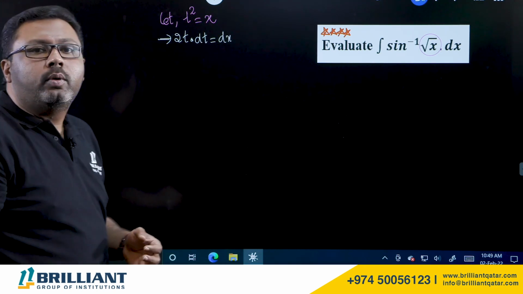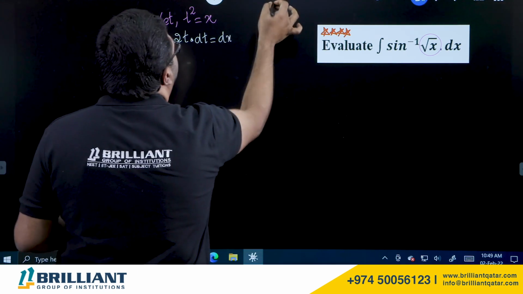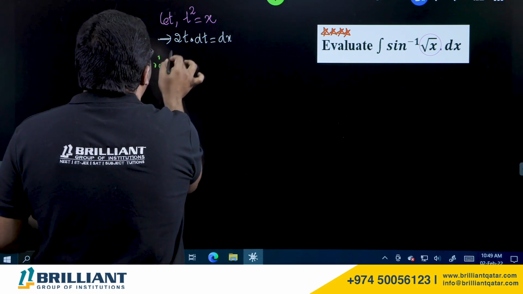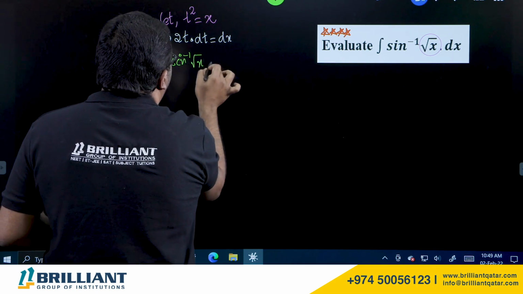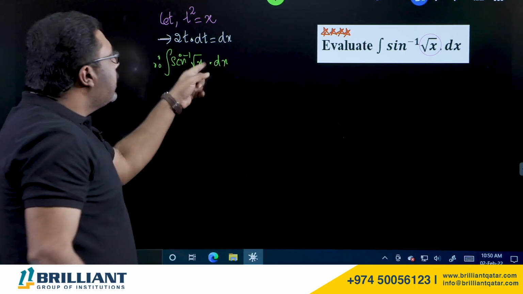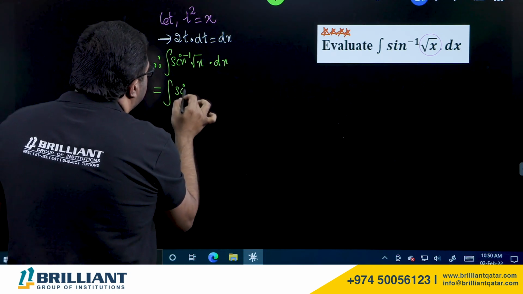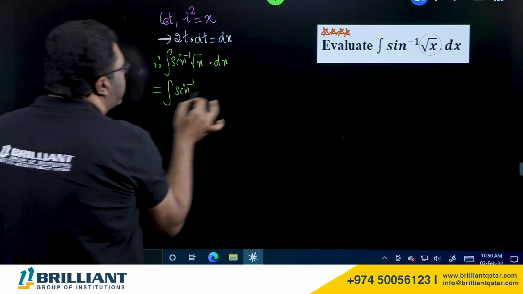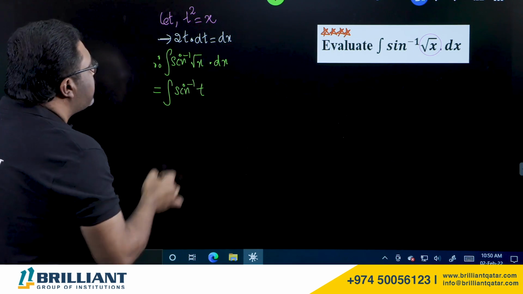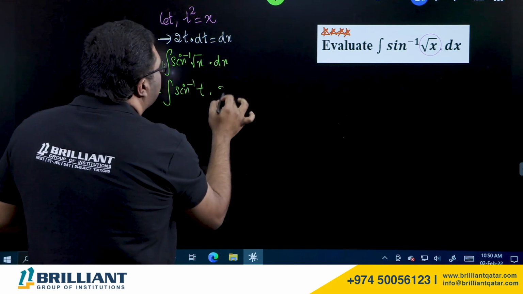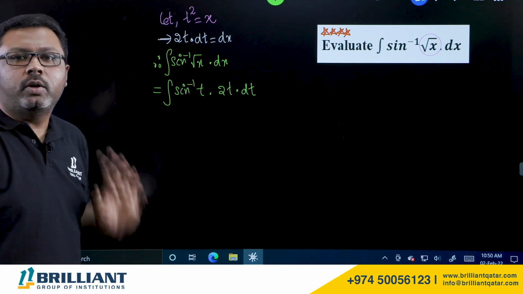2t dt is equal to dx. So we are going for substitution. Therefore, the integral of sine inverse root x dx is equal to the integral of sine inverse t, because x is t squared. So sine inverse t into dx, and dx is equal to 2t dt.